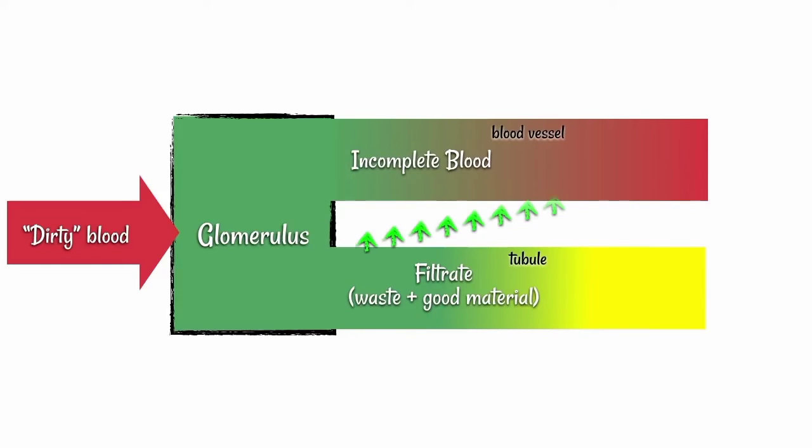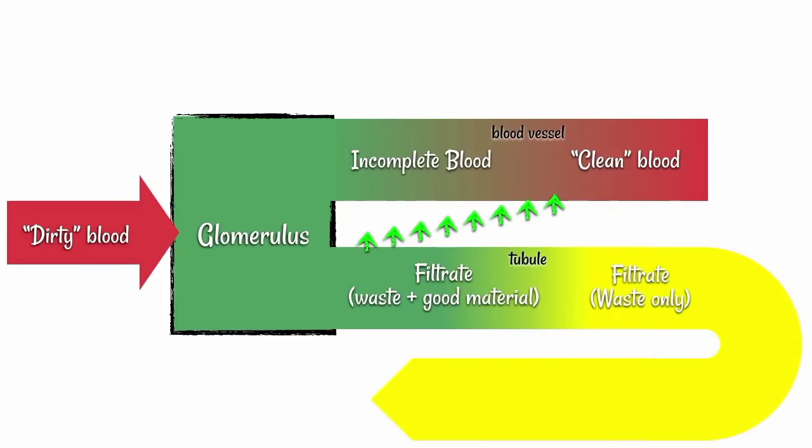Through a process of selective reabsorption, material that is useful will be transferred back into the blood. And we've now got clean blood, which is complete. It's got all of the useful things. And this leaves behind in the tubule only the waste material. And that's the urea, as well as salts that are in excess of requirements, water that's in excess of requirements, etc. This material is then going to leave the body.